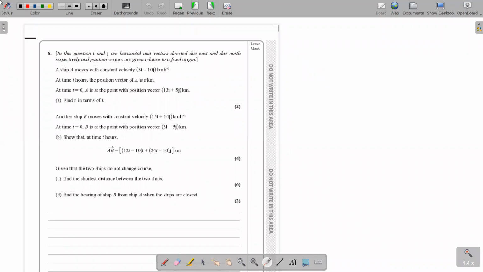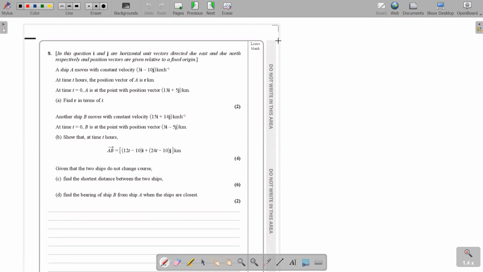Question number 8. Okay, in this question, I and J are horizontal unit vectors directed due east and due north, respectively, and position vectors are given relative to a fixed origin. A ship A moves with constant velocity 3i minus 10j kilometers per hour. Okay, pay attention to the units. At time t hours, the position vector of A is r kilometers. At time t equals 0, A is at the point with position vector 13i plus 5j. Find r in terms of t.